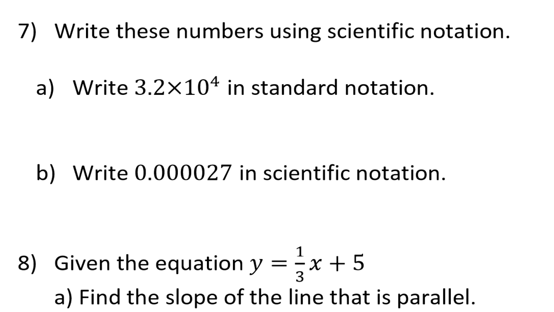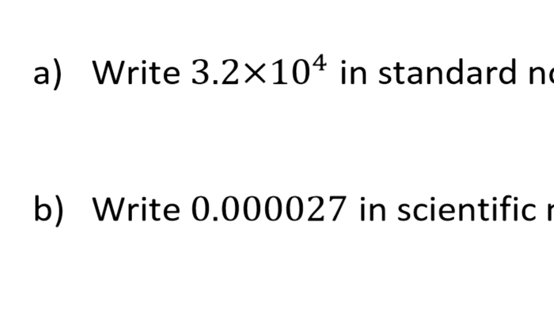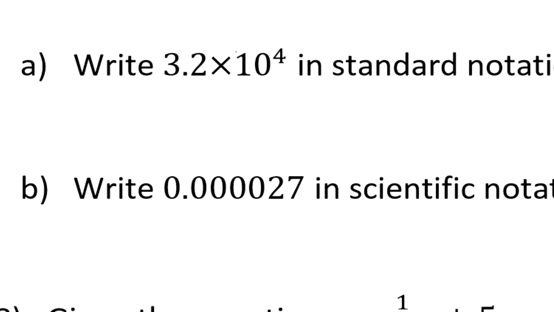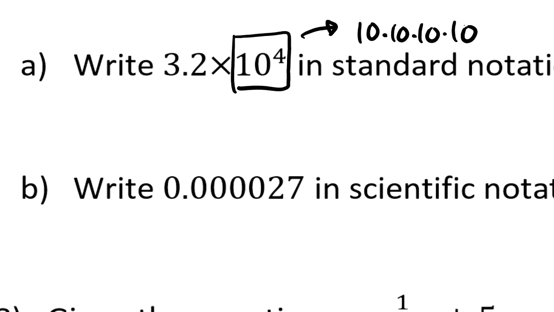So we're asked to write some numbers using scientific notation, and in part A, I'm given a number in scientific notation, and I'm asked to write it in standard notation. And this is, I think, in some ways, the easier problem to do because I understand 10 to the fourth is equivalent to 10 times 10 times 10 times 10. So in other words, I'm taking this number 3.2 and I'm multiplying it by 4 factors of 10.